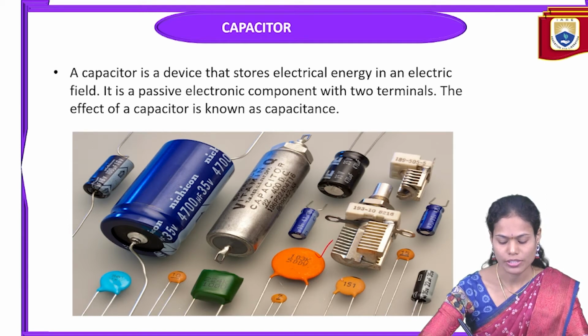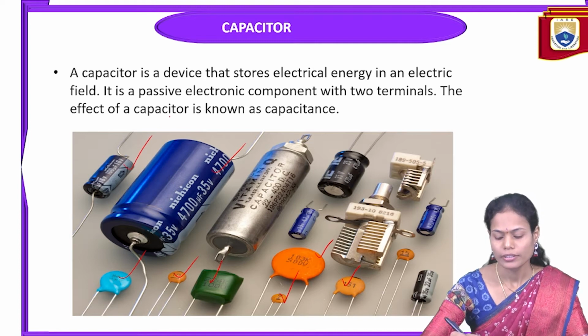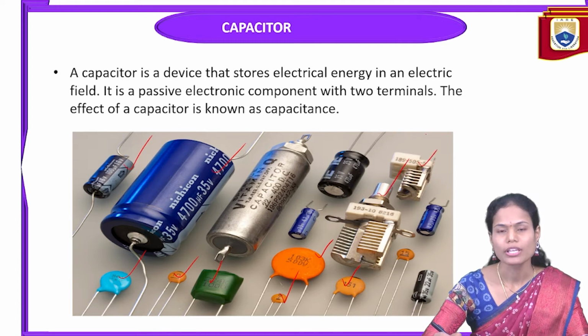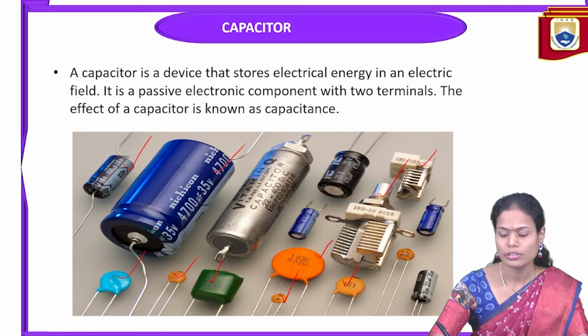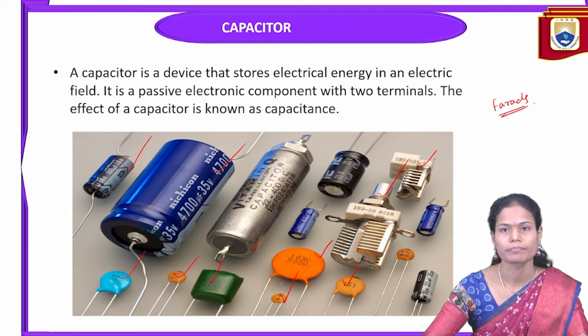These are ceramic capacitors, these are electrolytic capacitors, and these are another kind of capacitors. Depending upon which type of materials we utilize to construct the capacitors, they are divided into different types. Depending upon our practical applications, we can utilize any one of the capacitors. The capacitance value is measured in farads; the unit for capacitance is the farad.